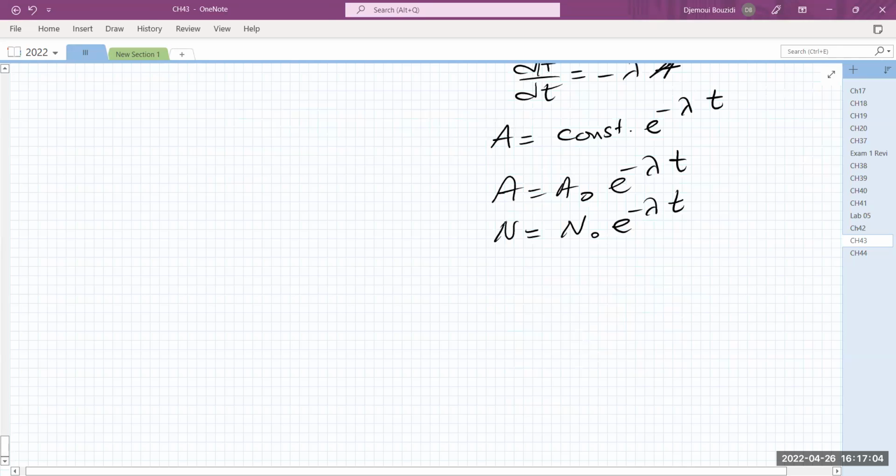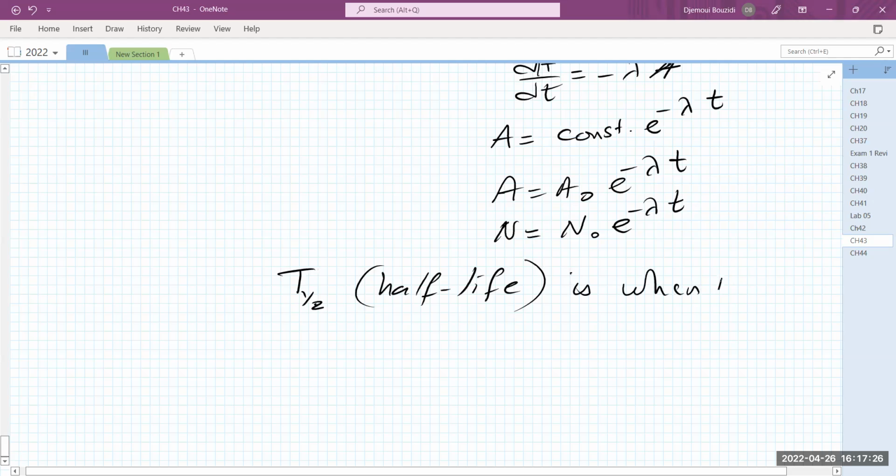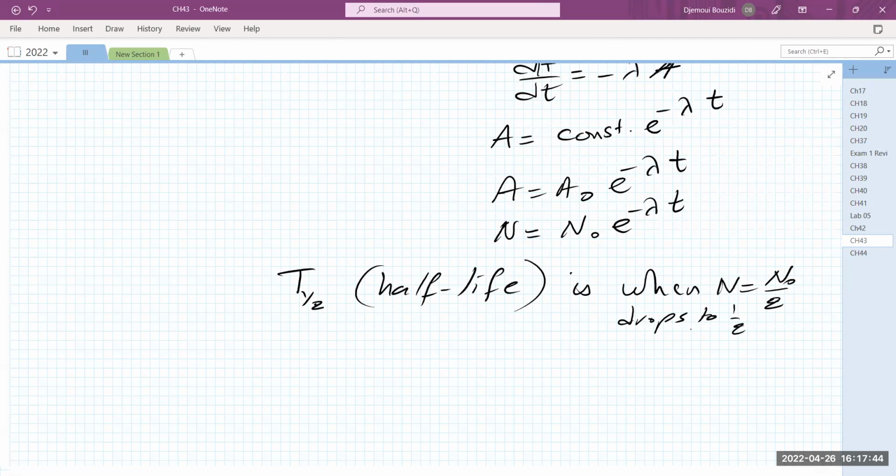Here is the point though, okay? This is one of the labs I miss actually on campus because it's fun. Here is by definition, T1/2, the half-life. It is when N drops by a factor of half, so it drops to 1/2, to 50%. You start with 1 kilogram, you're down to 500 grams. That's the time it takes for it to go that long.